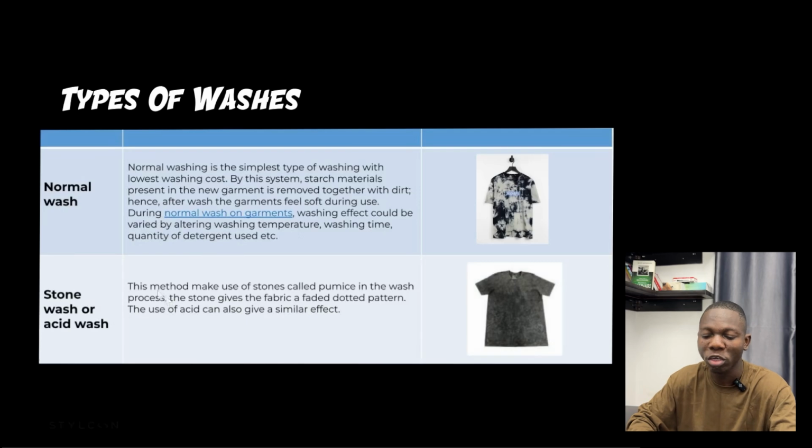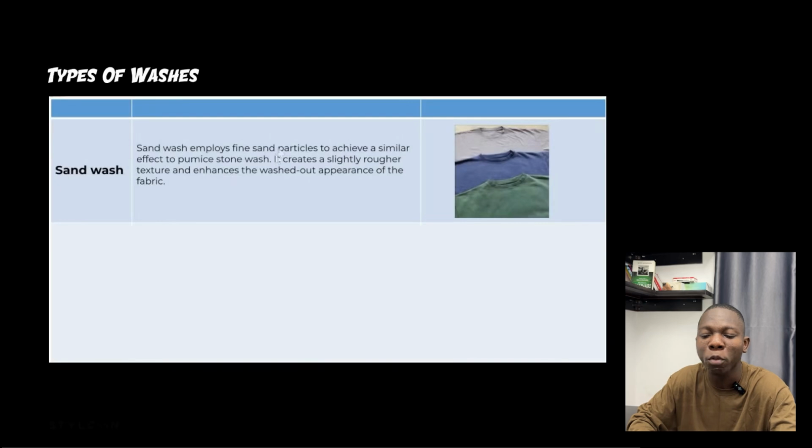Stone wash or acid wash. This method makes use of a stone called pumice in the wash process. The stone gives the fabric a faded dotted pattern. The use of acid can also give a similar effect, but using a stone gives a more faded pattern. Sand wash. Sand wash employs sand particles to achieve a similar effect to stone wash, but it creates a slightly rougher texture and enhances the washed-out appearance of the fabric. It involves blasting sand on the fabric repeatedly.